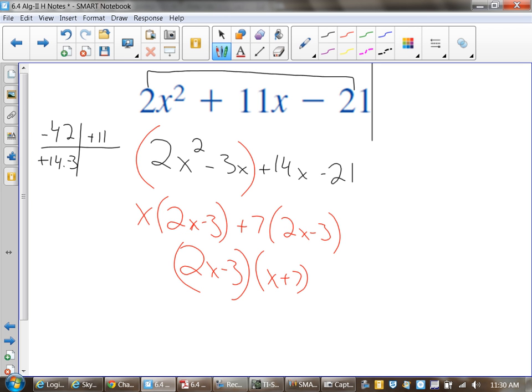Does it matter which way, like the plus 14x and the minus 3x, can you switch those? It doesn't matter, because you're still adding them to get to 11. The only reason I usually put the negative one first is that it's less hassle with the sign. That's the only reason.